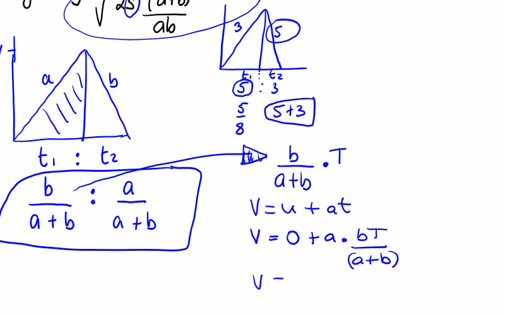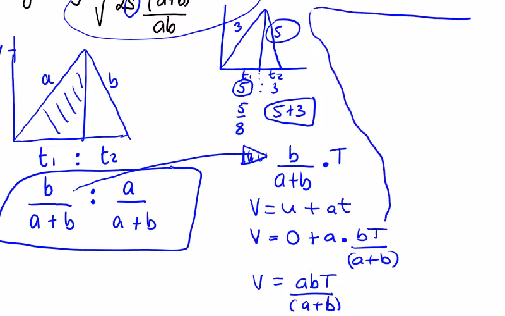So the velocity becomes ABT over A plus B. Now this looks a little bit crazy so far. Let's see, are we going in the right direction? Now we know, I'll just come up to the top here so you can see everything.